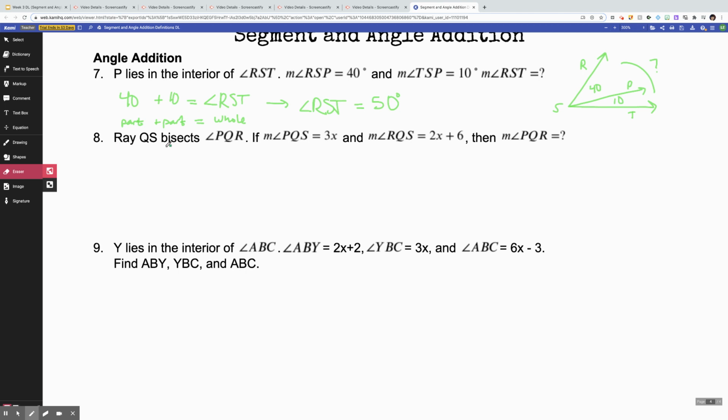8 says ray QS bisects angle PQR. Okay, so you see that magic word bisect, right? So what that means is that the two parts that they give us will be equal. Okay, so I have P, whoops, let's erase that because that's an R, not a P. Whoops. Okay, so I have angle P.